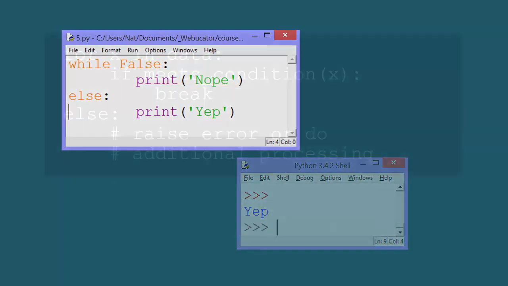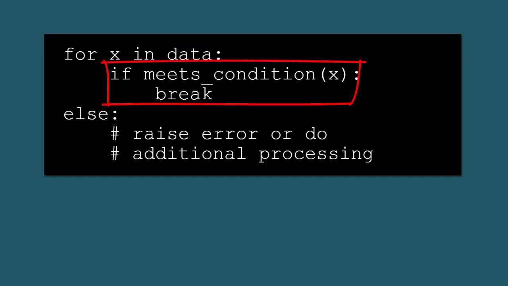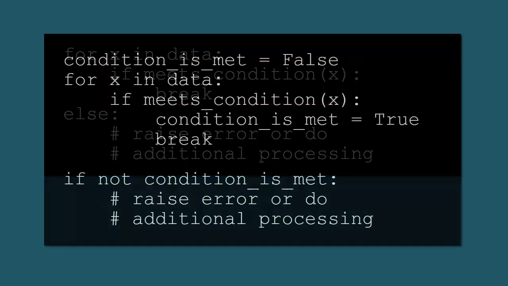So when is this useful? It's useful when you're using loops to search. Take a look at this pseudocode. You see that the else block only runs when you've gone through the whole loop and didn't find what you were looking for. Here's the common way of doing this.